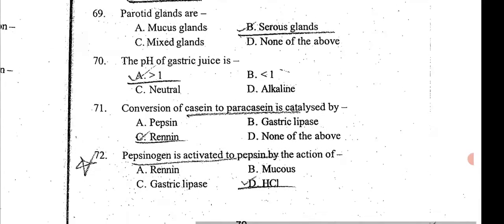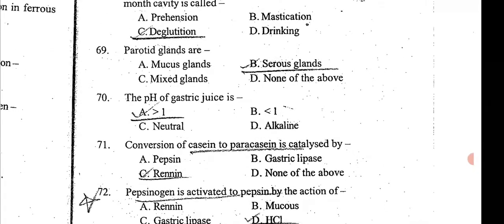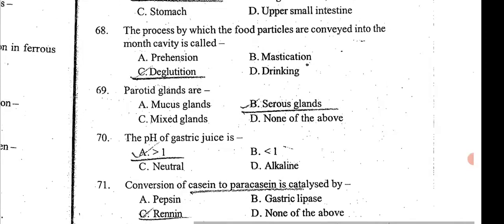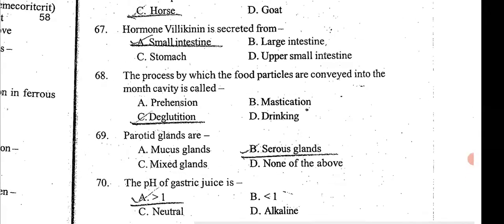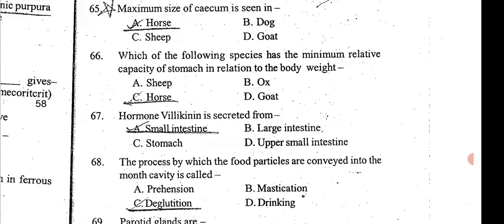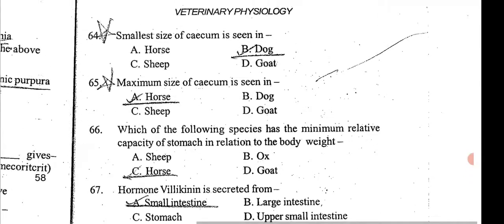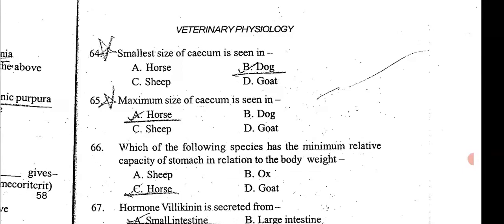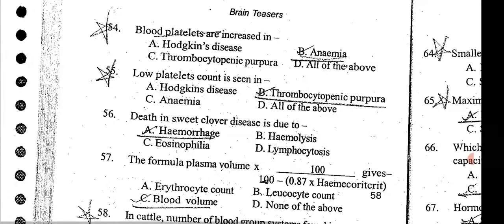The pH of gastric juice is acidic, 2 to 3, that is greater than 1, and the parotid glands are serous in nature. Deglutition is the conveying of food into the mouth cavity. A hormone is secreted from the small intestine, and the horse has a minimum relative capacity of stomach in relation to body weight. The horse has a well developed cecum, and a less developed cecum is observed in the dog.